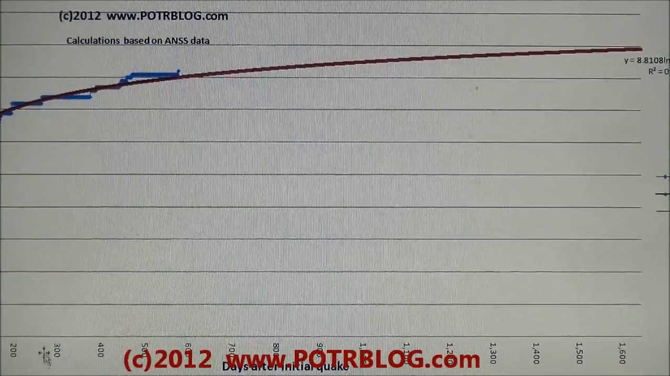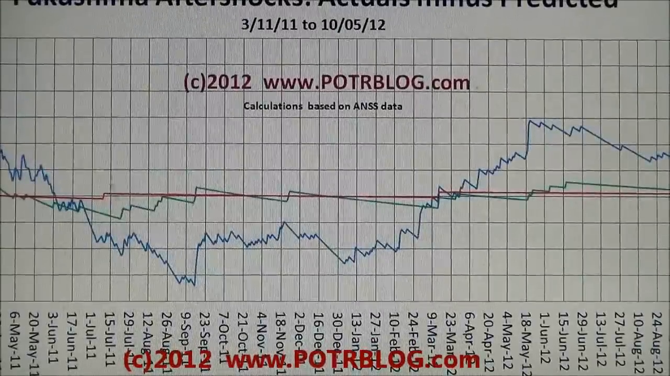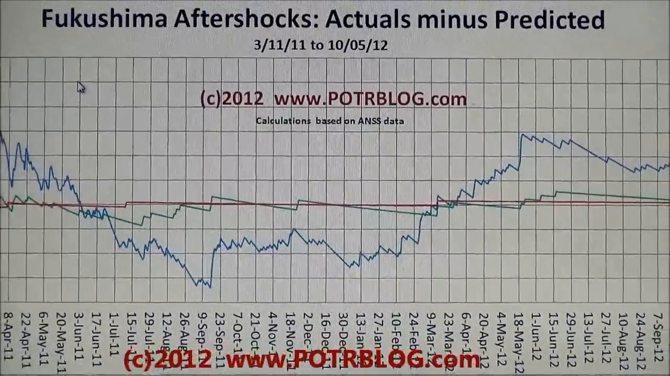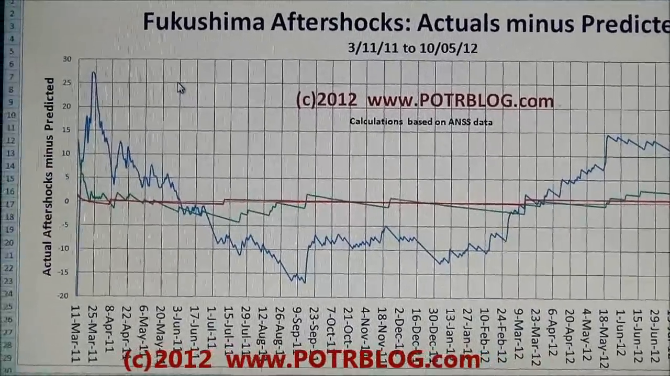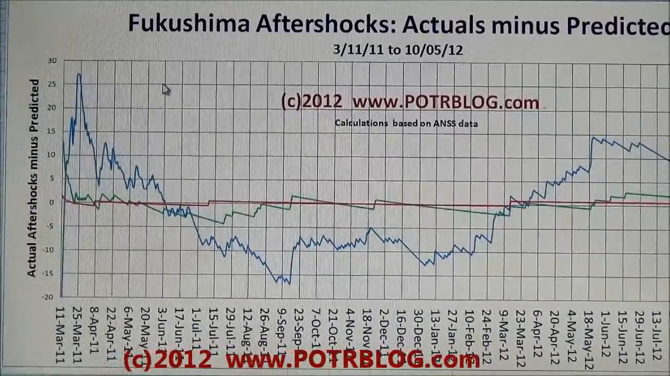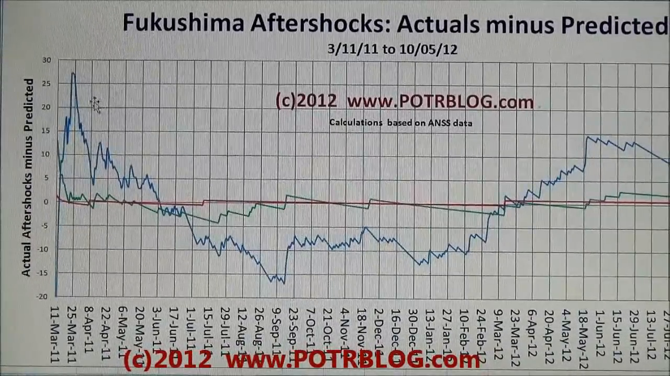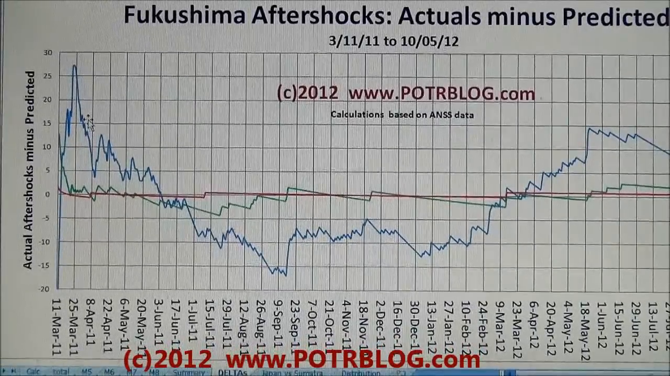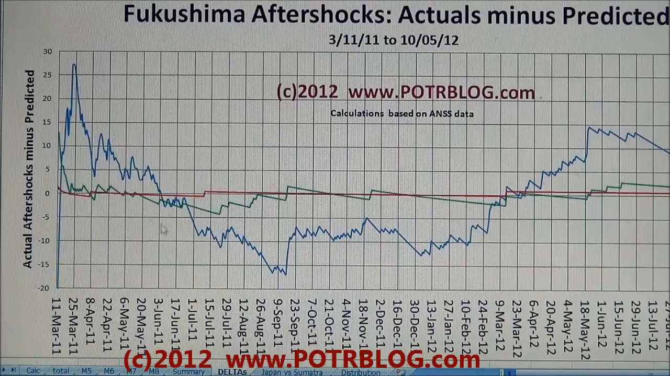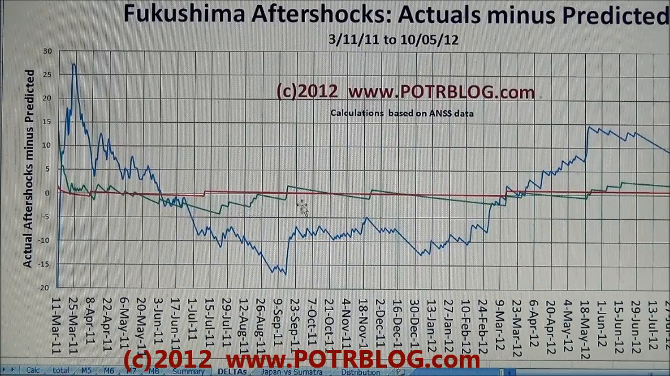And what we did was we took all those charts and we came up with this delta chart where we measure Fukushima aftershocks, actuals minus predicted. And the blue line here is the magnitude 5s. The green line is the magnitude 6s. And the red line is the magnitude 7s.